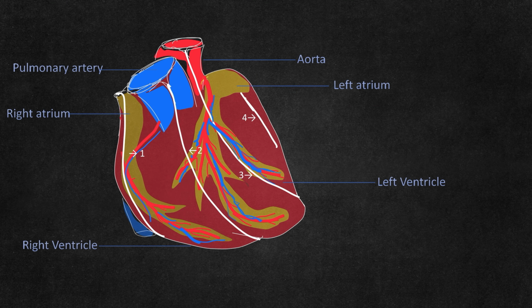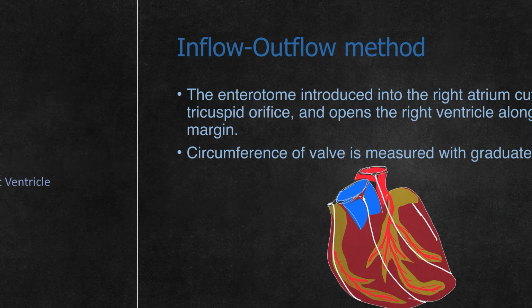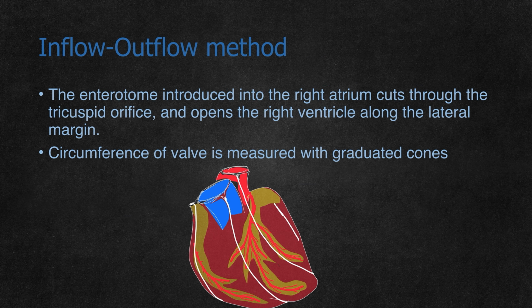Next, an incision is taken from the base of the ventricle. The enterotome is introduced in the right atrium, cut through the tricuspid orifice and opens the right ventricle along the lateral margin. So from the right atrium, the incision is taken along the margin of the tricuspid orifice and opens the right ventricle. So this is the second incision, following the first incision on the anterior surface.